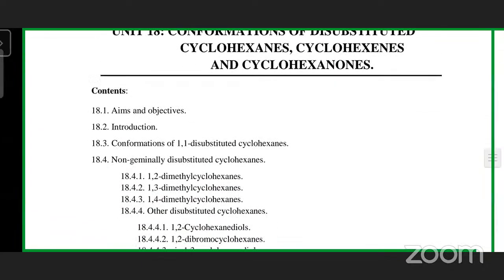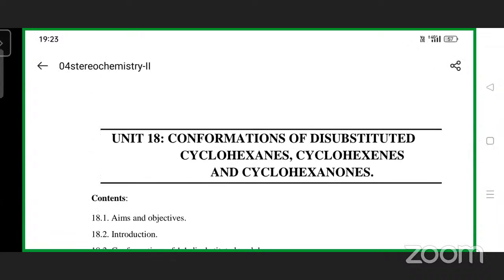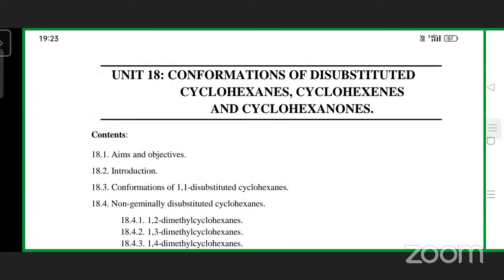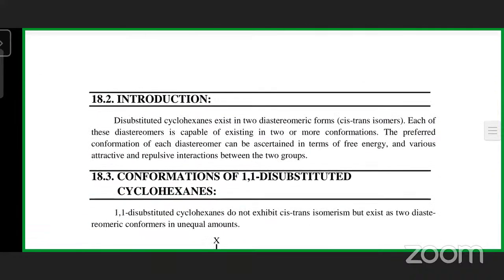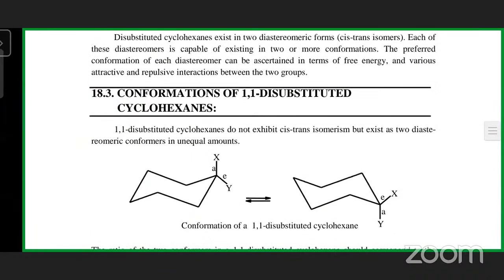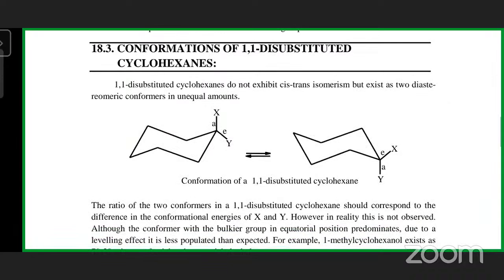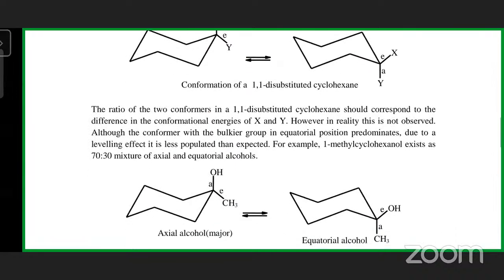Now the conformation analysis of disubstituted cyclohexanes. This is somewhat more difficult than monosubstitution, because the two substitutions are located either on the same carbon or on different carbons. Now you see how the substitutions affect the cyclohexane conformation. There is a conformation of 1,1 substituted cyclohexane where X and Y are groups in the cis and trans orientation here.